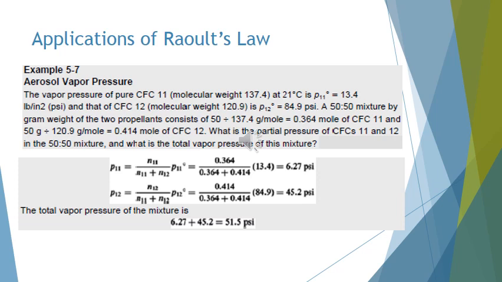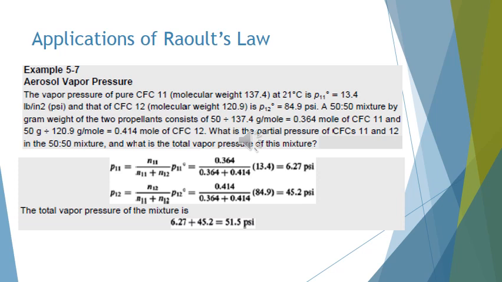The vapor pressure is 13.4 PSI, and that of CFC-12, another type of propellant, the molecular weight is 120.9 and the vapor pressure is 84.9. So as you can see here, the vapor pressure of propellant CFC-12 is much higher compared to the first one.